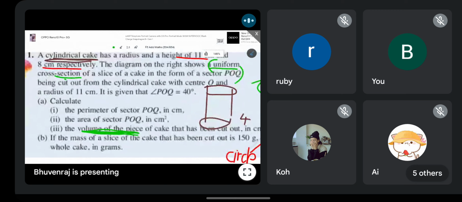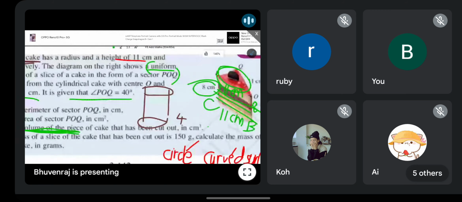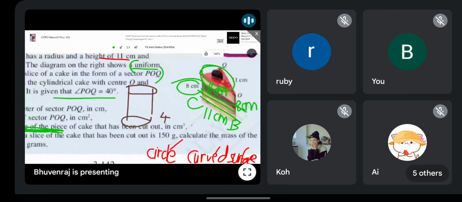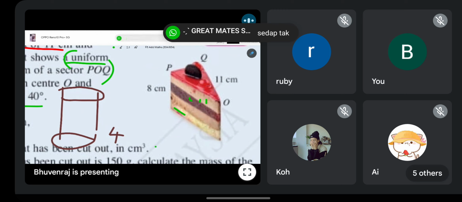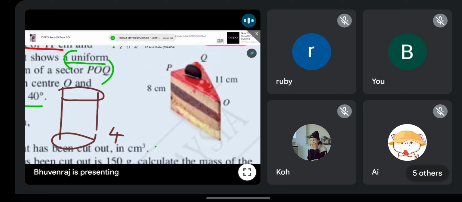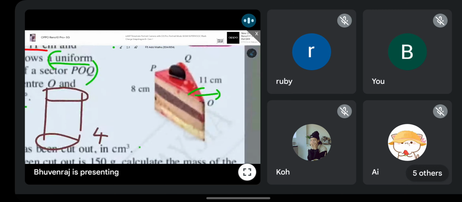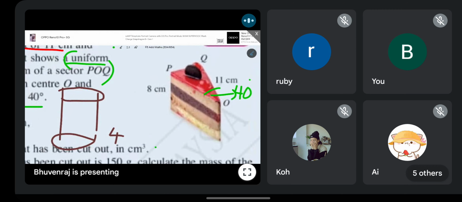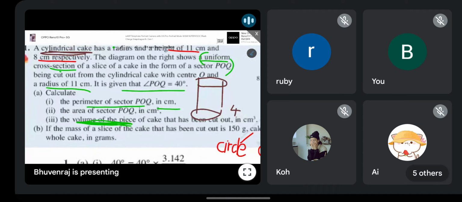Okay, so then they tell you that radius, POQ equals to 40 degrees. So kamu boleh label lah kat sini. POQ is 40 degrees. So you just need to draw 40 degrees. Okay, so this one over here is 40. Okay, so kita dah habis analisis soalan dah. Okay, so now they ask you to find the perimeter of sector POQ.